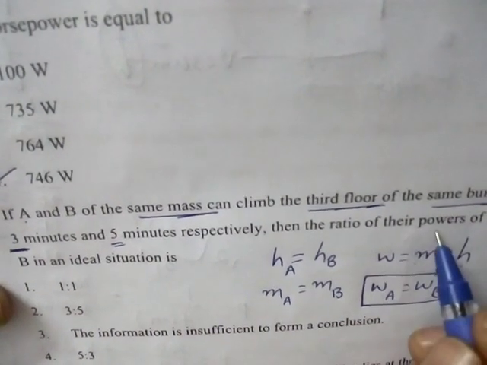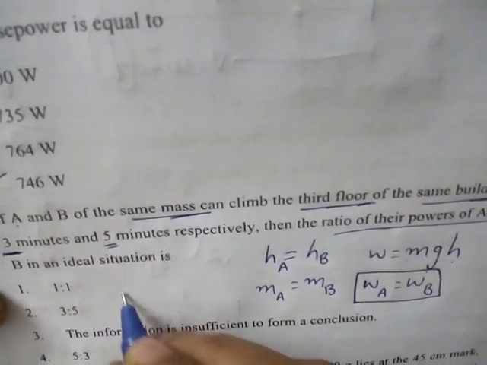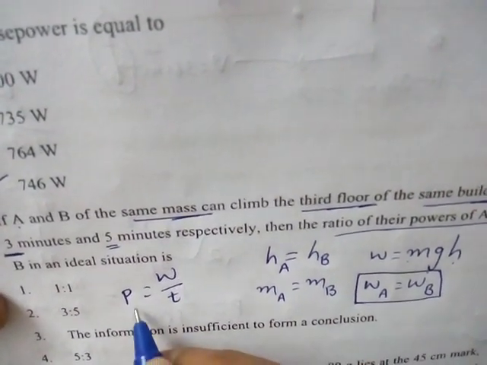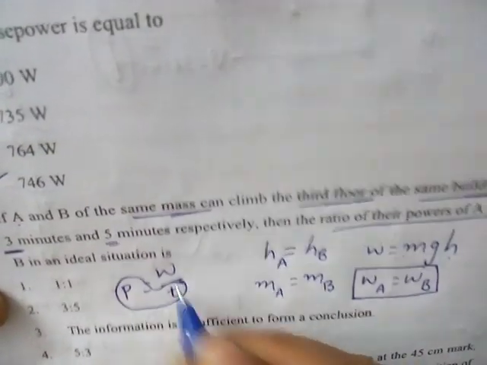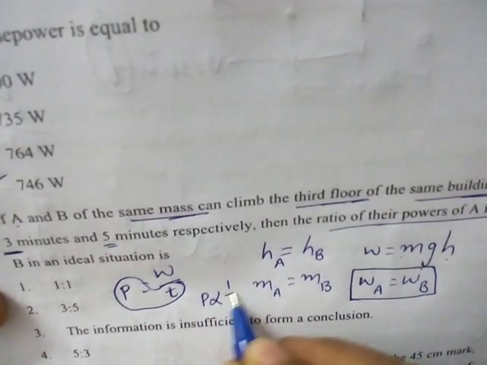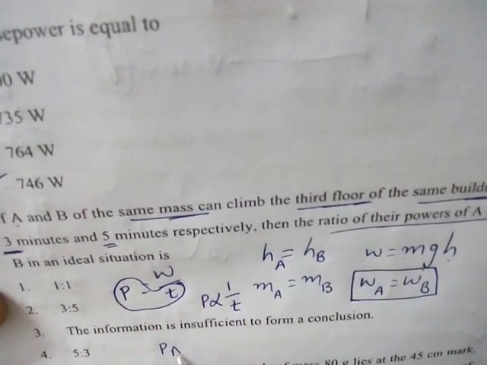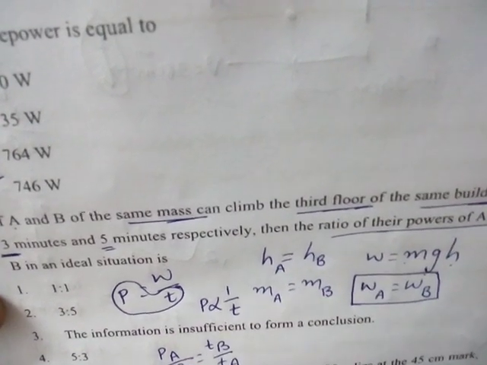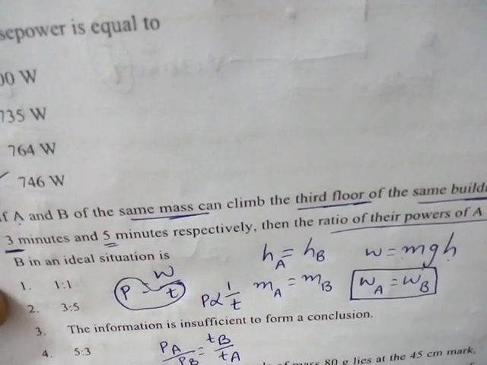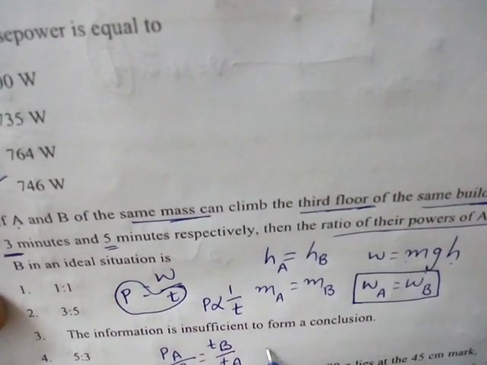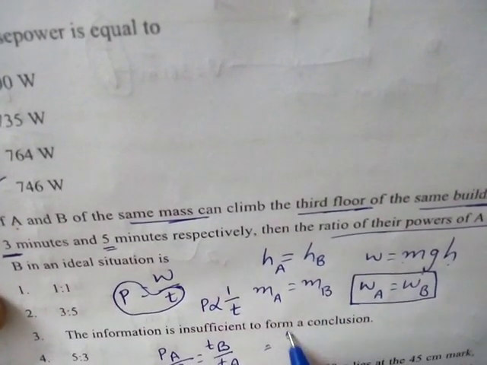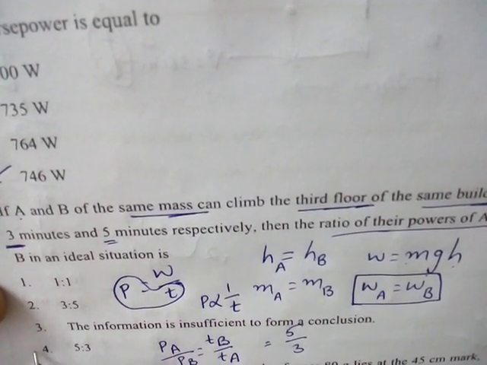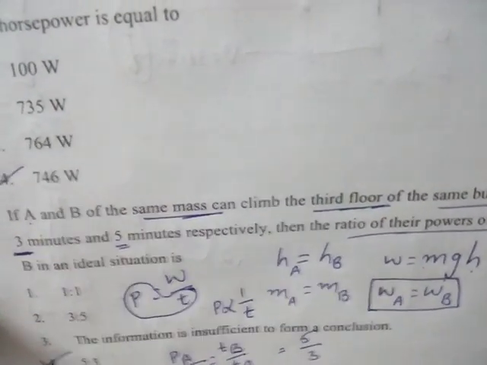They are asking the ratio of powers. You know, power is equal to work by time. When work is constant, you can take the relation: power is inversely proportional to time. Then PA by PB will be equal to TB by TA. That means 5 by 3 is your answer. Next.